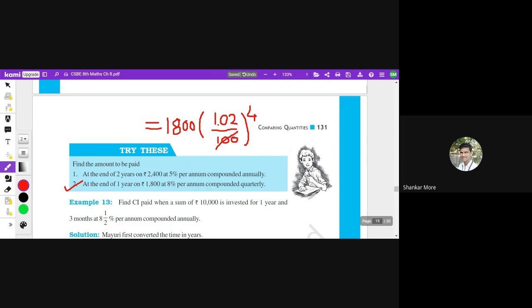So let me calculate it, 1.02 into 1.02 into 1.02 into 1.02. So this is going to be this much: 1.82432216.